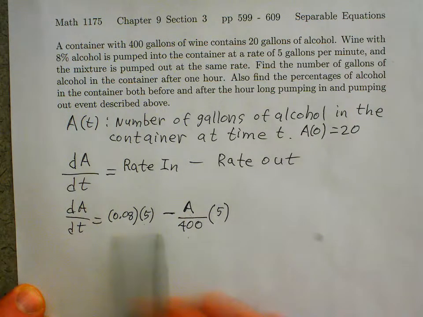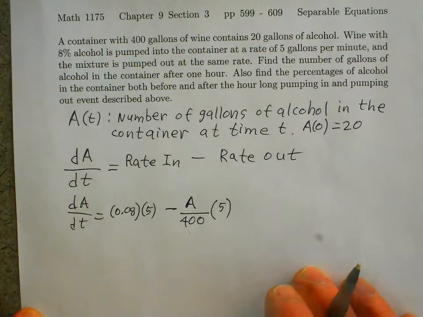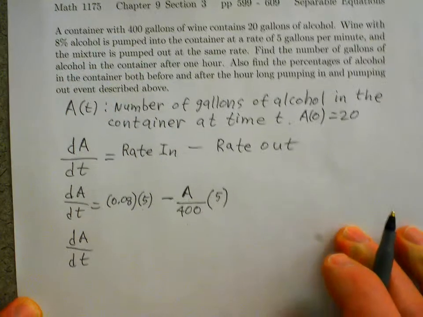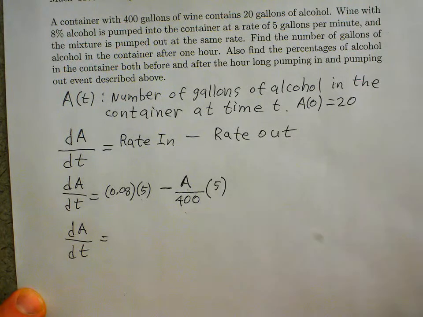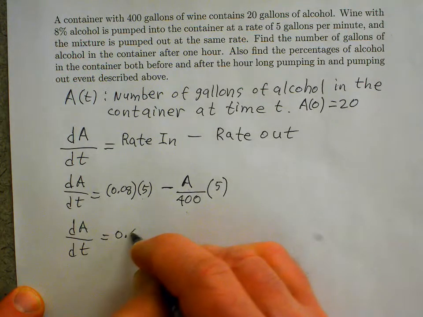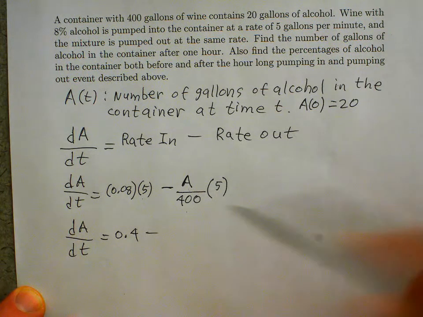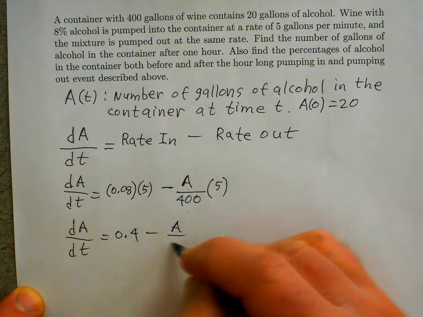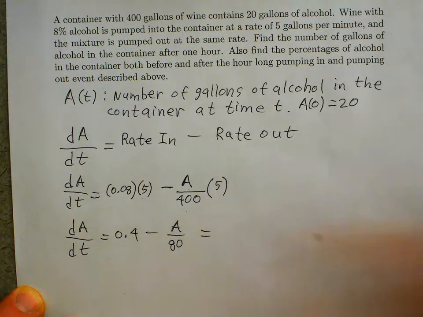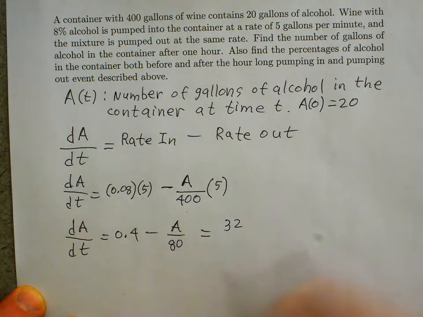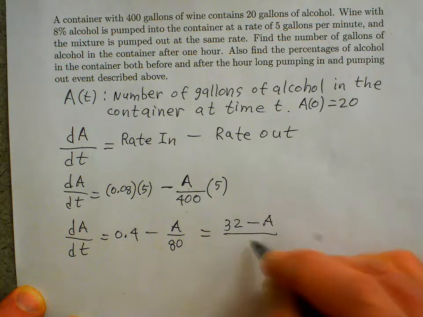So let's simplify it a little bit, simplify the numbers. So the derivative of A with respect to t, 0.08 times 5 is 0.4, and then minus 5A over 400, you can write that as A over 80. For convenience, we can think of 0.4 as 4 over 10, or 32 over 80. 32 over 80 minus A over 80 is 32 minus A over 80.